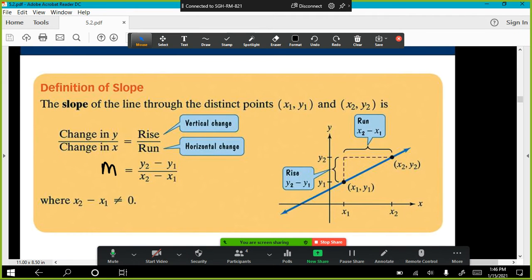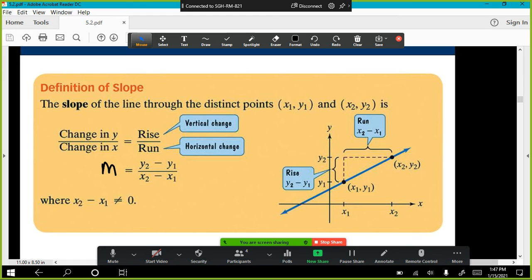Slope of a line. There's the definition. The slope of a line through the points x1, y1 and x2, y2 is the change in y over the change in x, the rise over the run: y2 minus y1 over x2 minus x1. Generally, slope is how steep the line is. Like if you were walking up a hill, the steeper the hill, the more slope it has. The flatter the hill, the less slope it has.